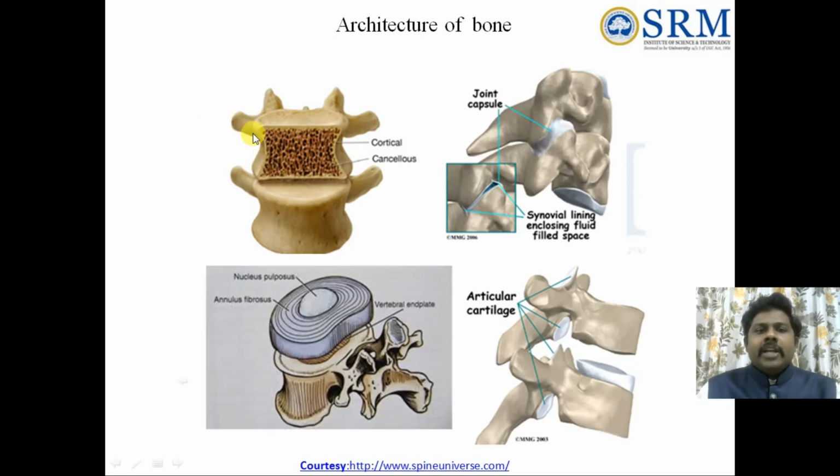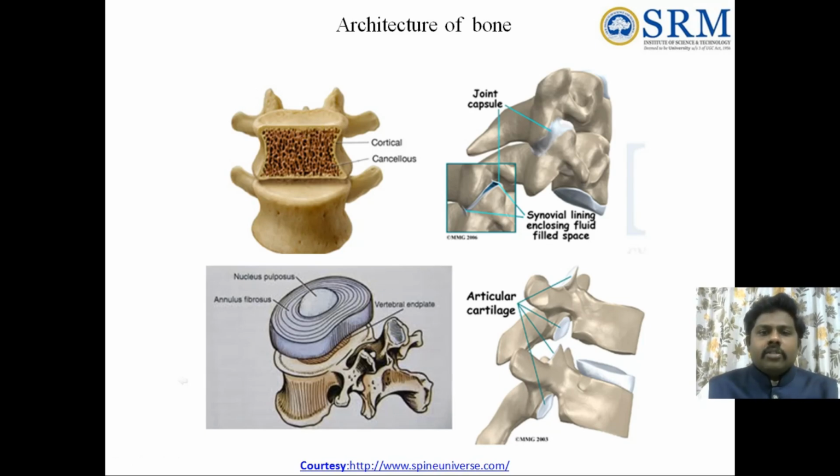Now, this vertebra is made up of two different kinds of bone. One is called cortical, which is the outermost part, and inside the cortical there is a bone called cancellous. This cancellous is a spongy type of bone. It will take the compression load of the body. That is why it is designed in this manner. The outside edges are called cortical and the inside bone is called cancellous. Thinking in mechanical terms, it is a completely anisotropic structure.